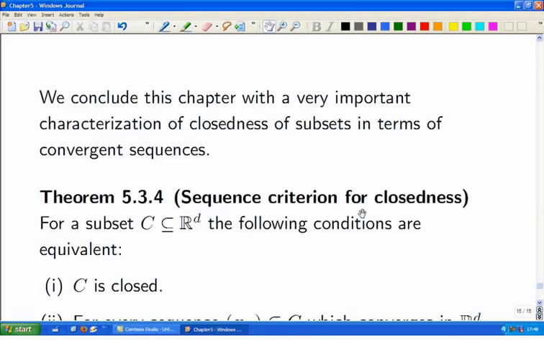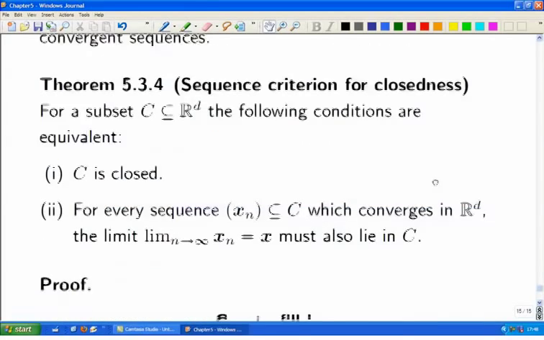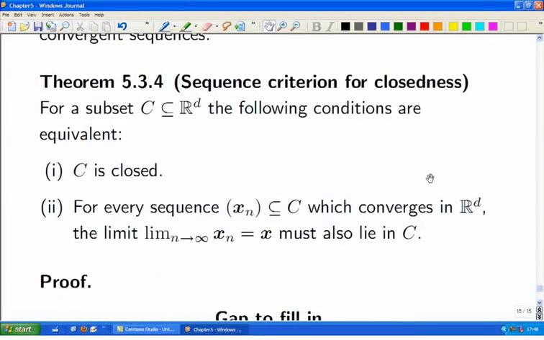Now, the last result of this chapter, of course, I'm not going to prove today, but I'll just tell you something about it. It's a sequence criterion for closedness. We've got a definition of closed, which says that the complement of the set should be open. But in practice, that's not always the easiest condition to check, especially in an abstract setting. Sometimes it's nice to be able to work with sequences. And it turns out that closed sets have various other characterizations.